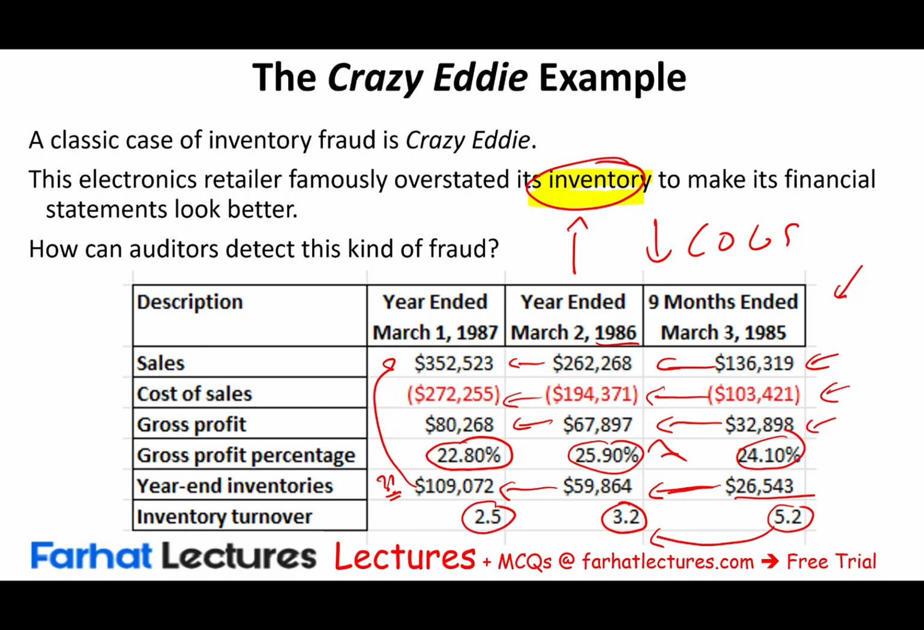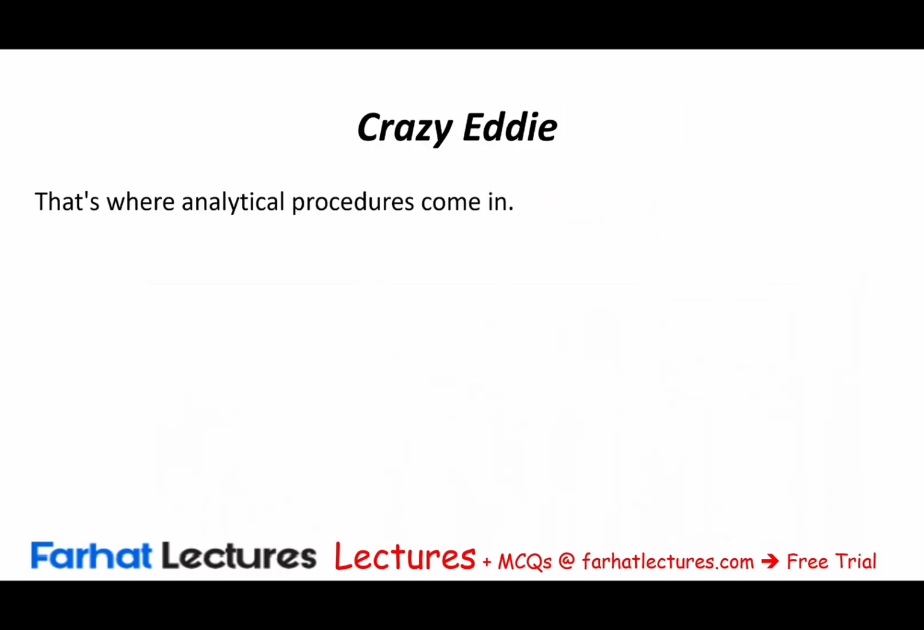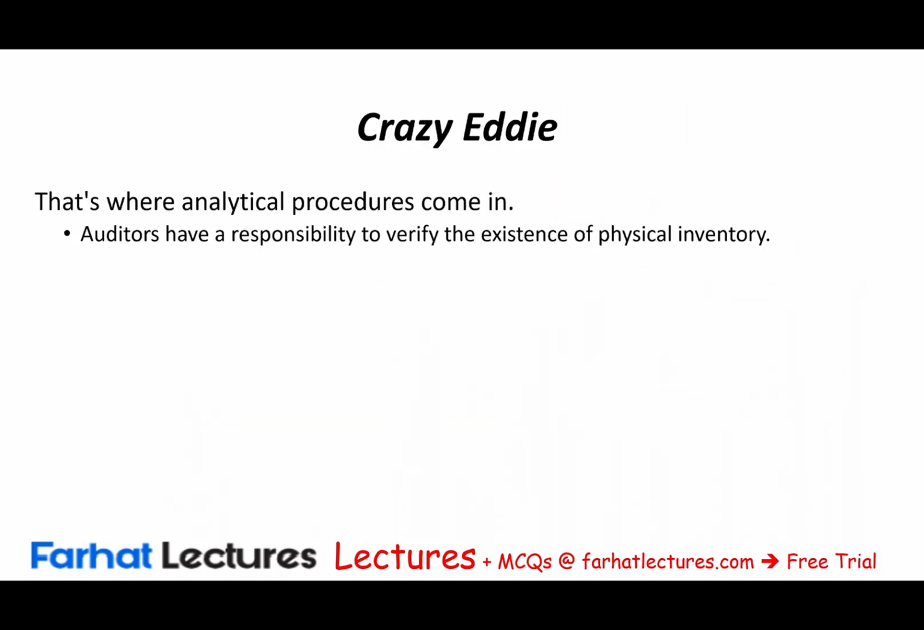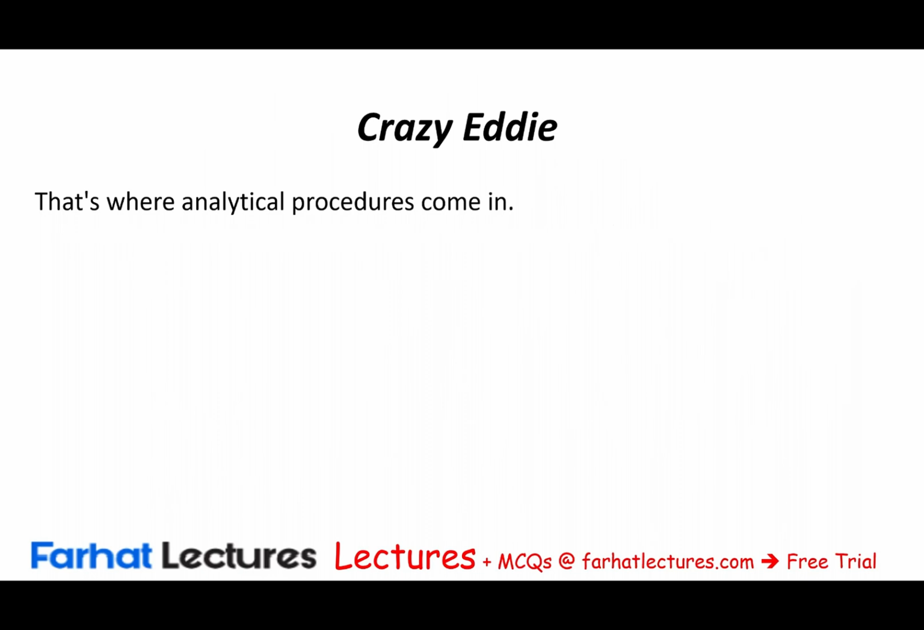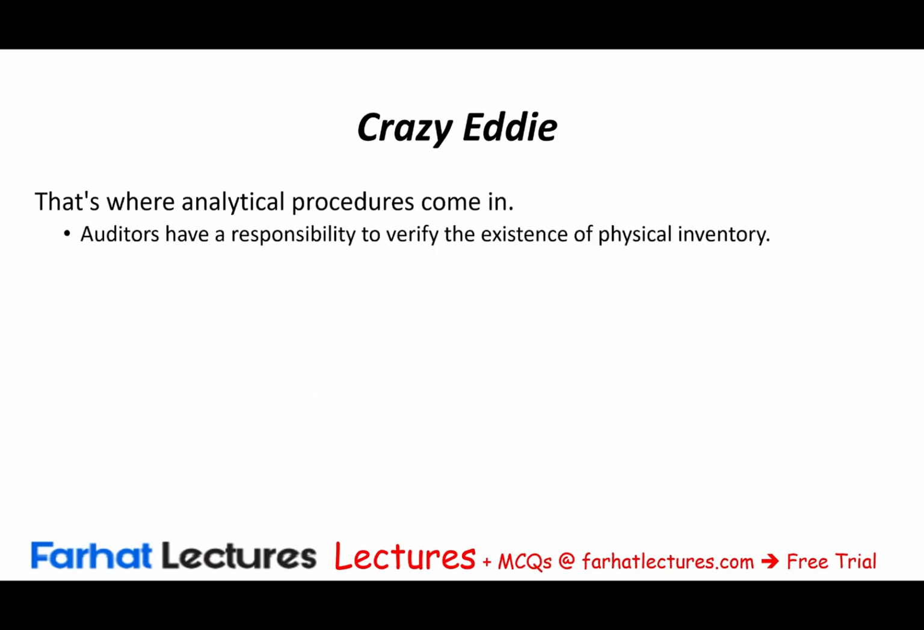Their inventory is slowing. So to make a long story short, what happened to Crazy Eddie is they were inflating their ending inventory to reduce their cost of goods sold. So that's basically what happened. Eventually they were caught. So analytical procedures here would help tremendously. There's a documentary about Crazy Eddie. If you go on YouTube and put in Crazy Eddie, they're going to show you their crazy ads in the 80s. They're really funny. You can look at them. But also there's a documentary.